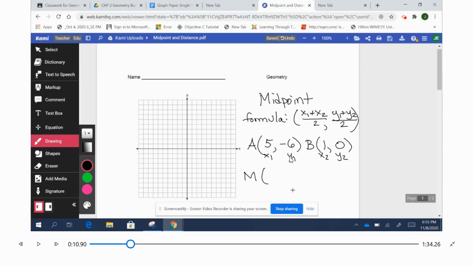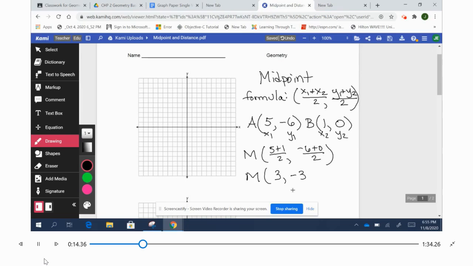Then you're going to do the same thing with the y's. Add them. All right, now this is different than slope. Remember, in slope we subtracted. Midpoint is think average. So add and then divide that sum by 2. Okay, so negative 6 plus 0 is negative 6. Negative 6 divided by 2 is negative 3.